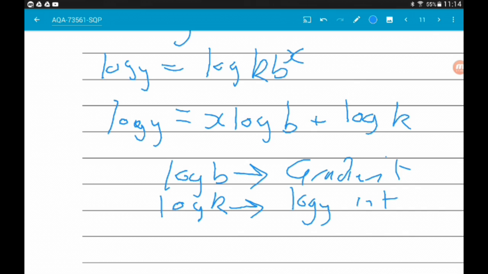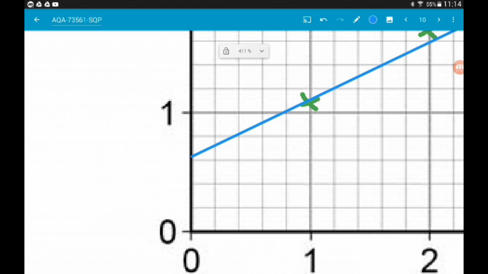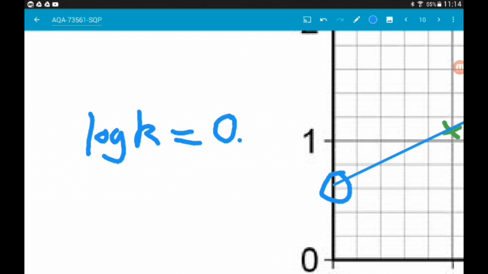You can still really just think of it as the y-axis intercept though, because really that's what it is in terms of the drawing anyway. So we can find that nice and easily. It would be this point here. So I would say log k is roughly, it's not quite 0.6, it's a bit above, so I'm going to go for 0.65.